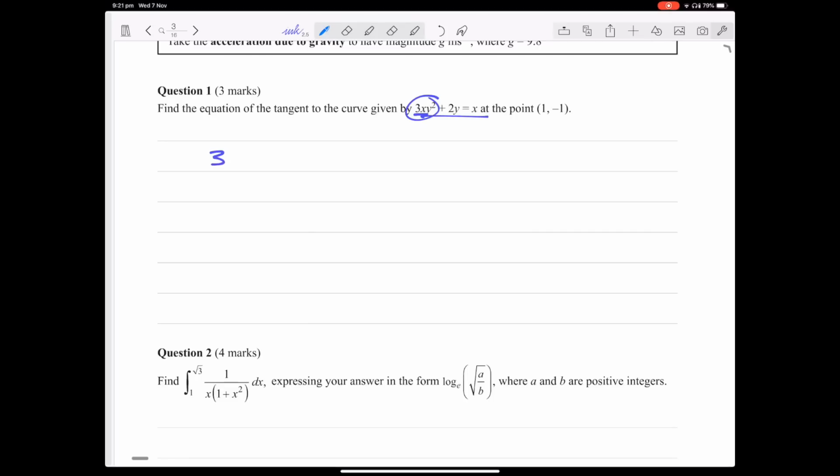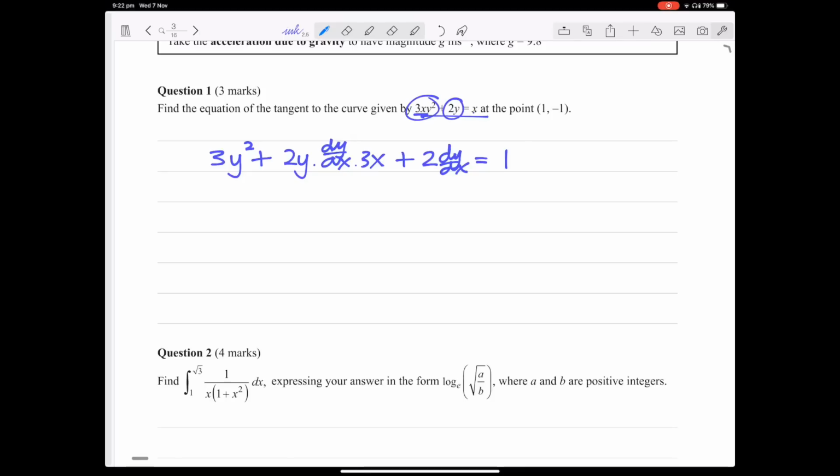3, leave that alone, y squared, plus, if we differentiate y squared with respect to x, we get 2y dy/dx, of course multiplied by 3x, plus, if we differentiate this with respect to x, we're going to get 2y, when I differentiate y, I just get 1, so I get 2 dy/dx. That equals, when I differentiate this with respect to x, I get 1.